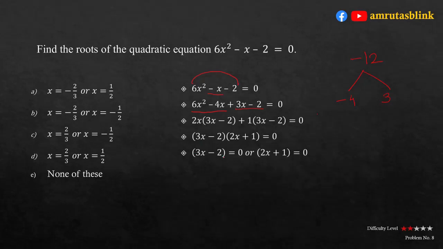Now either 3x minus 2 can be equal to 0 or 2x plus 1 can be equal to 0. So if 3x minus 2 is equal to 0, then x is equal to plus 2 by 3, or if 2x plus 1 is equal to 0, then x will be equal to minus 1 by 2. Hence the values of x are plus 2 by 3 or minus 1 by 2, which is there in answer option C.